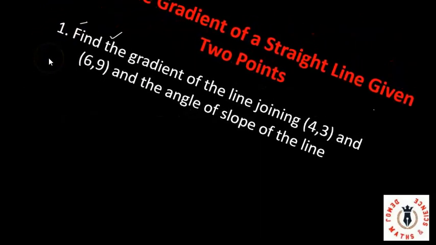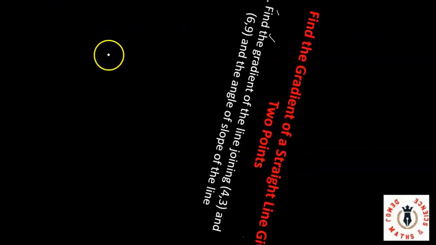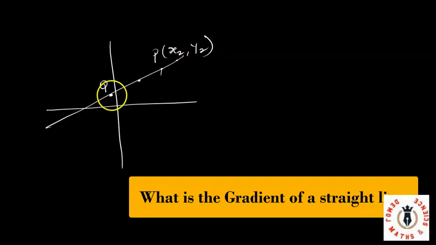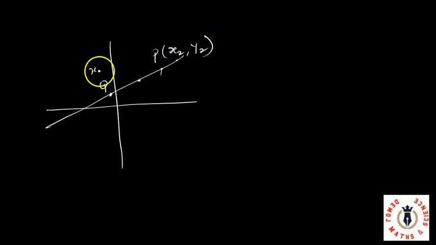What is gradient? If I have my Cartesian coordinate and I have a straight line, this straight line would have passed through some points. We'll be picking 2 of these points to understand the concept of gradient. Let's label the first point P and the second point Q. Now, if P has coordinates x2, y2, and Q has coordinates x1, y1.